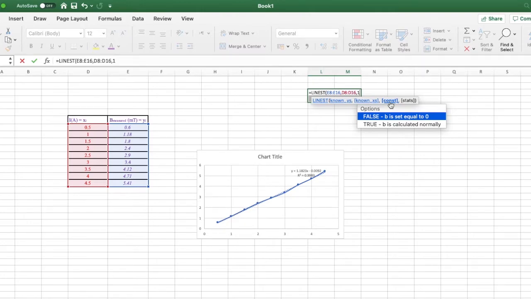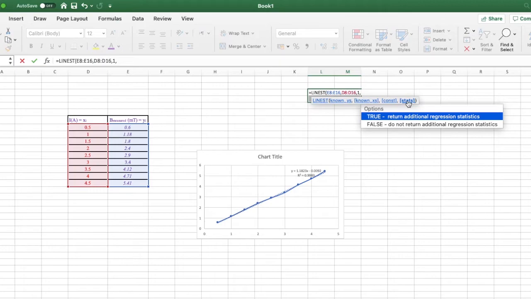So over here we are going to choose 1, followed by a comma, and finally we arrive at the last parameter in that function, which is stat. So what do we mean by that parameter? Stat is a value that determines whether you want the LINEST function to provide you with additional regression statistics, like the error on slope and the error on the y-intercept, or not. Meaning that if you equate the stat parameter to 0, the LINEST function would only provide you with values for the slope and the y-intercept.